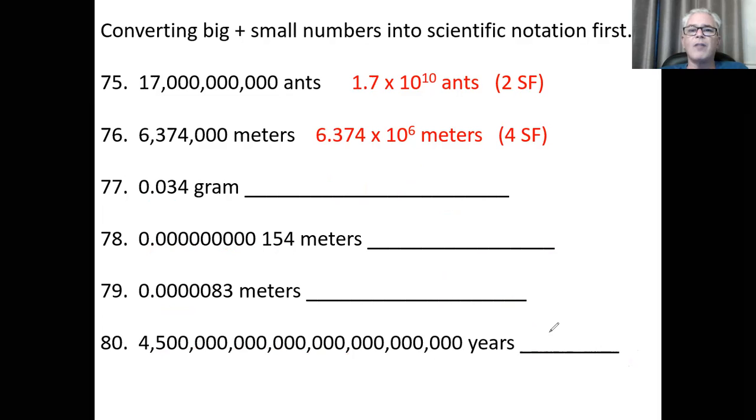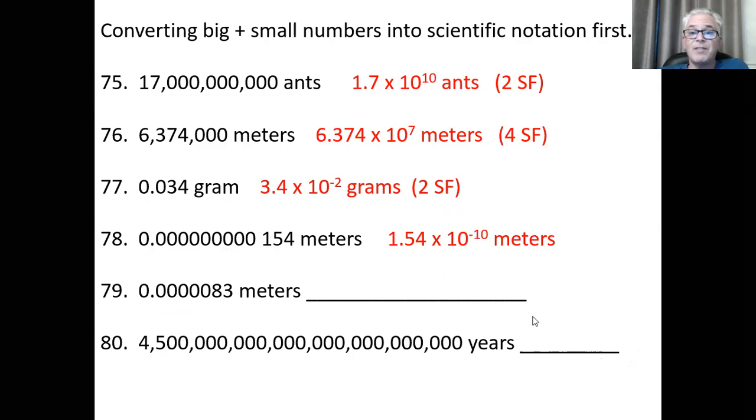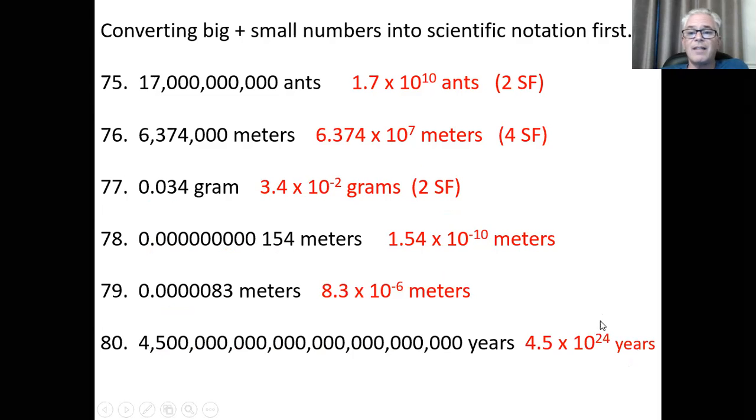Let's see what we got going on with the answers. I'll get rid of this writing stuff. We got 3.4 times 10 to the -2nd, 1.54 times 10 to the -10th, 8.3 times 10 to the -6, and then this crazy one, which is truly just, I don't even know why I wrote that. Can't possibly be that long. That's longer than the age of the known universe. So you can make really big and really small numbers into scientific notation. It's going to make your math easier.